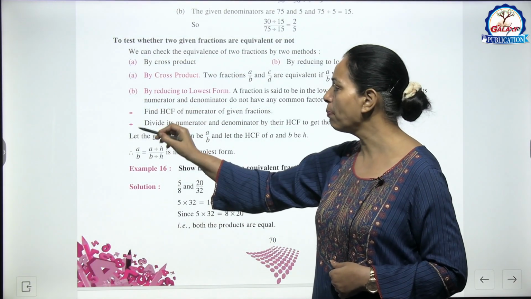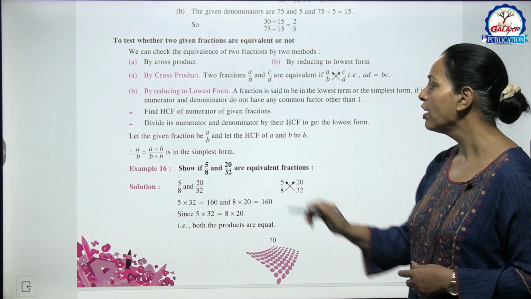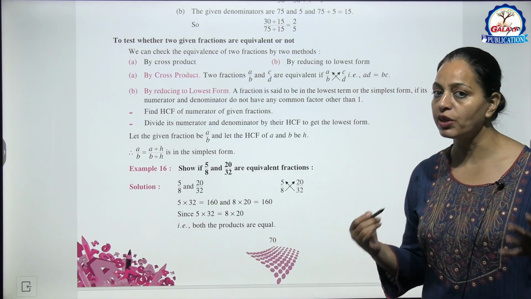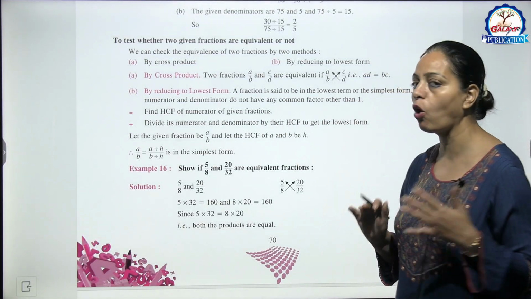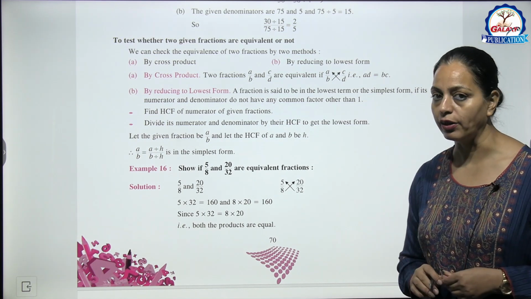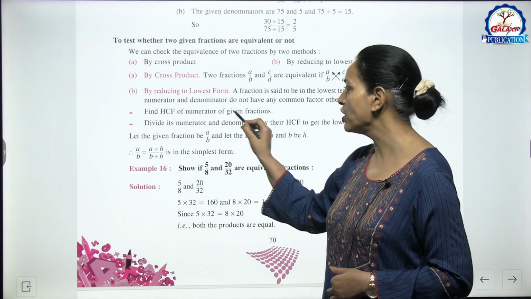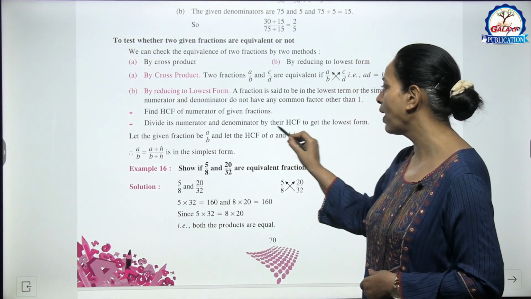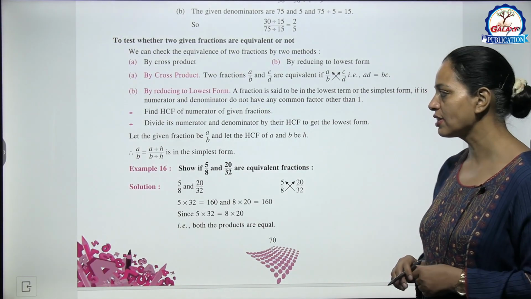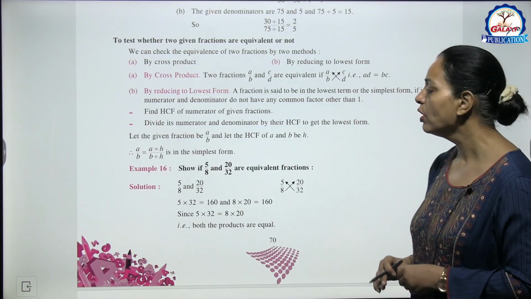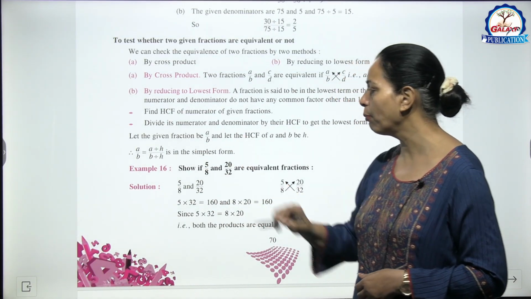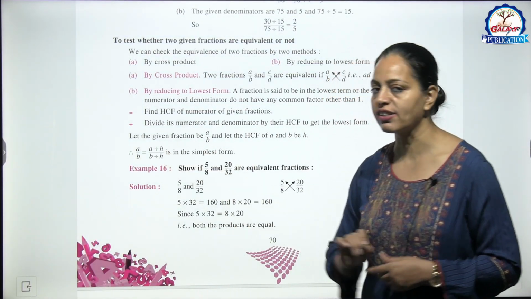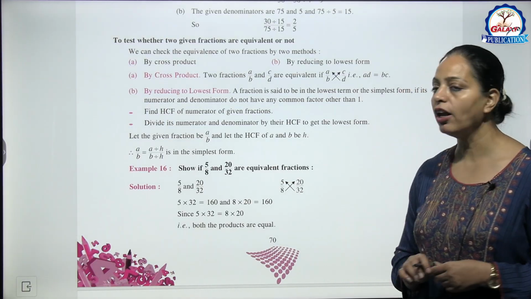And the second part, B part, by reducing to lowest form. A fraction is said to be in the lowest form or the simplest form if its numerator and denominator do not have any common factor other than 1. Or you can say find HCF of numerator and denominator of the given fraction and then divide its numerator and denominator by their HCF to get the lowest term. When you will do questions, it would be clear to you. Like here, suppose the given fraction is A upon B and their HCF is H. तो हम क्या करेंगे? दोनों को H से डिवाइड कर देंगे. We will get the lowest form.